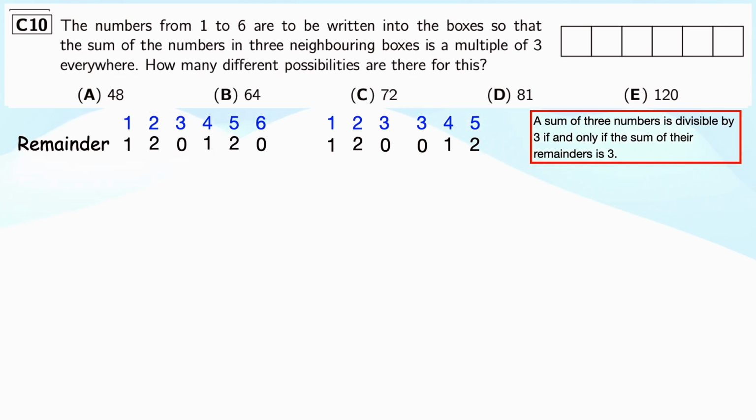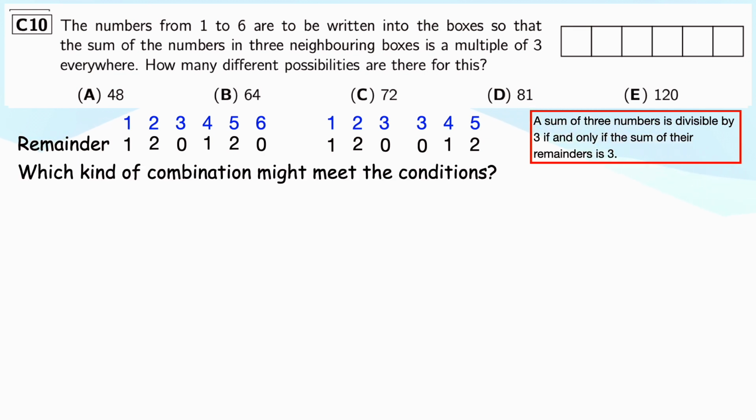So let's look at them. 1, if you divide it by 3, you always have a remainder of 1. And 2 divided by 3, you have a remainder of 2. So now let's take advantage of this fact and focus only on the remainders instead of the actual numbers. And why do we do this? Because dealing with 3 different numbers will be much simpler than dealing with 6 different numbers.